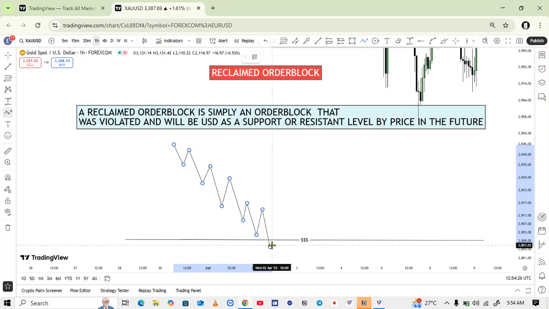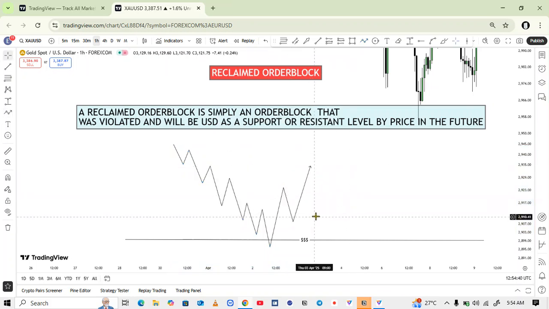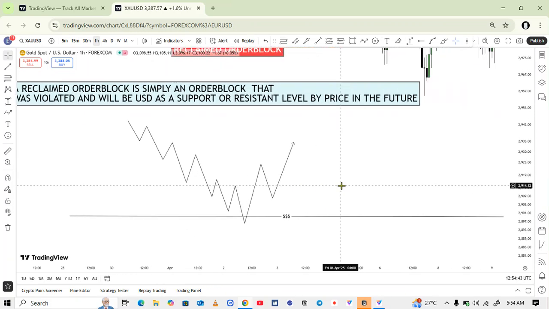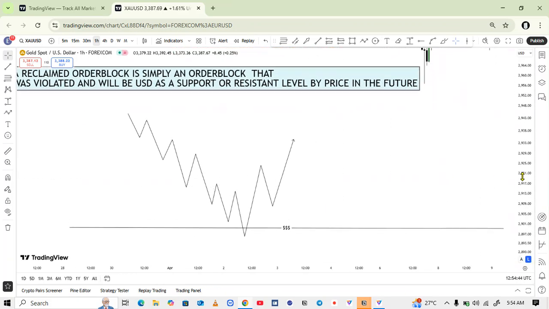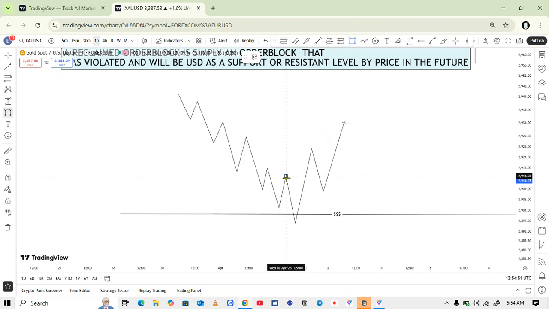What happened? Price is going to shift structure immediately and retest into the reclaimed order block before buying. So this was supposed to be an order block that was going to hold price from this diagram.